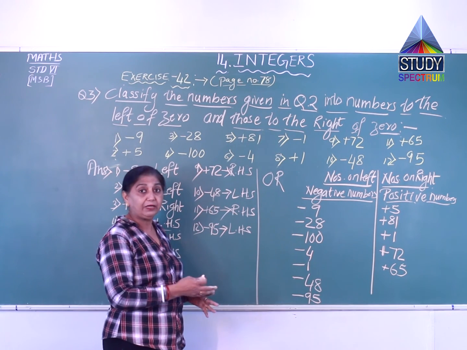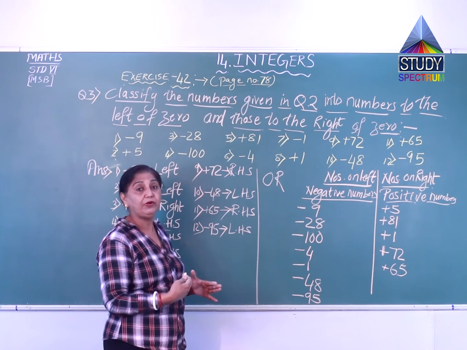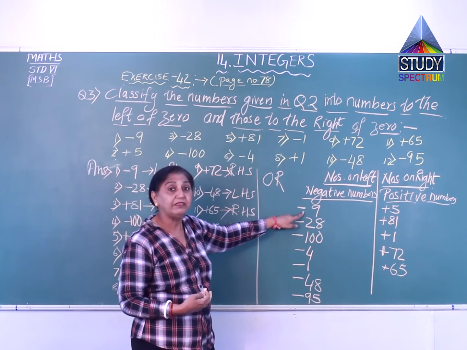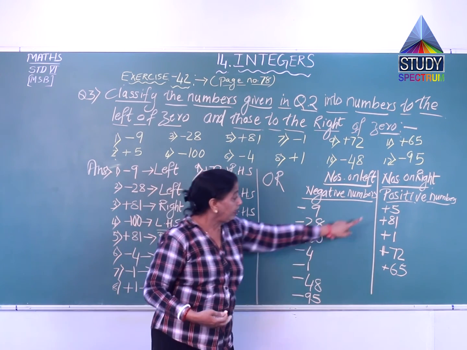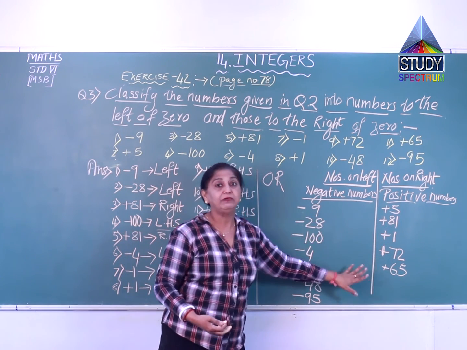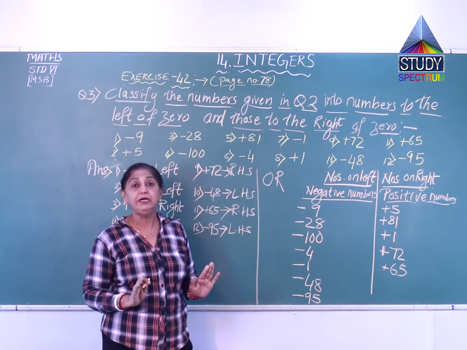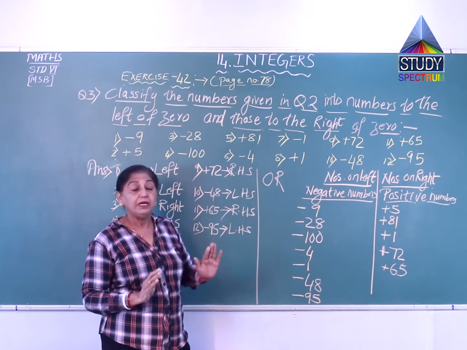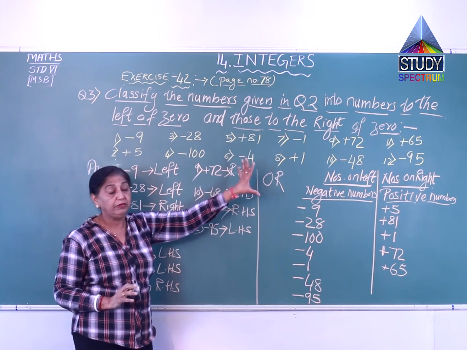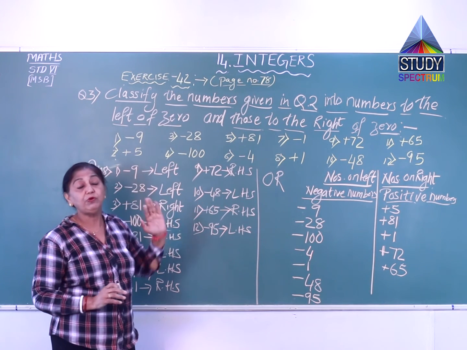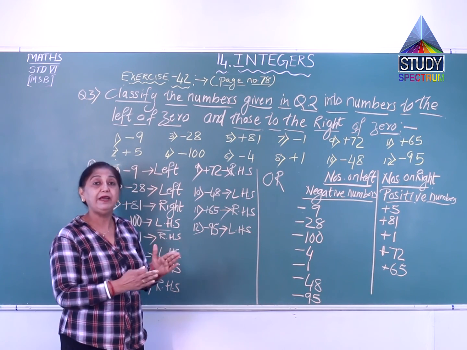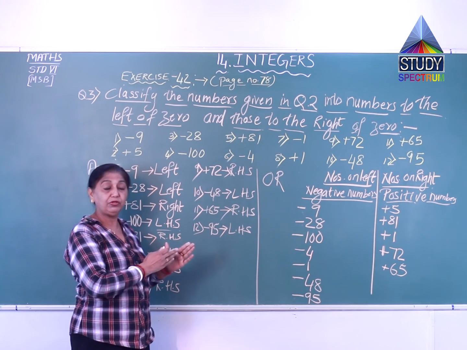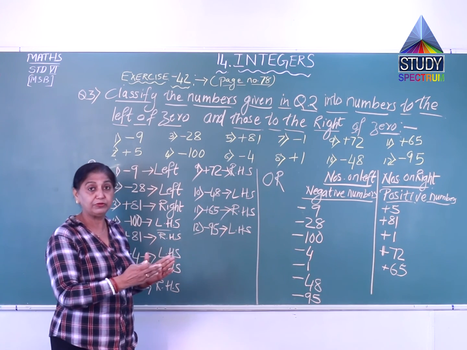Now to see whether you have covered all the numbers or not, we will count the answers. There should be 12. 1, 2, 3, 4, 5, 6, 7, 8, 9, 10, 11, 12. So we have covered all the numbers given in the question. Now what was the question here? They asked to classify the numbers, where they lie, to the left hand side of the 0 or the right hand side of the 0.